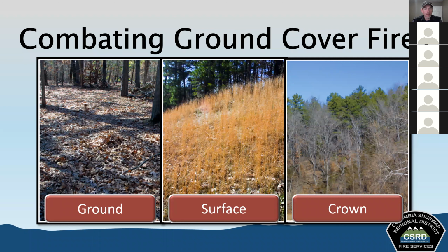A surface fire is different than a ground fire. It's the most common type. It burns on the soil's surface, right? So you're consuming low-lying grass, shrubs, other vegetation. This can occur anywhere as well. It can be natural or human caused.